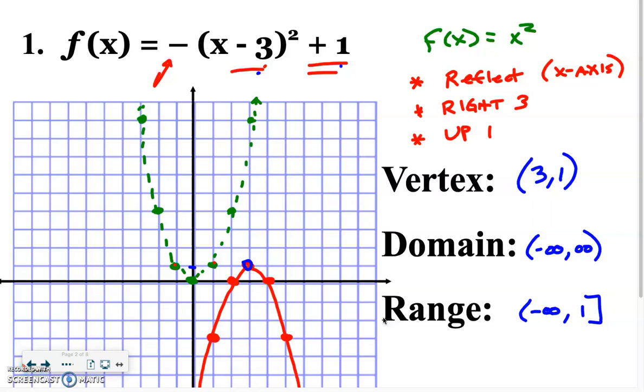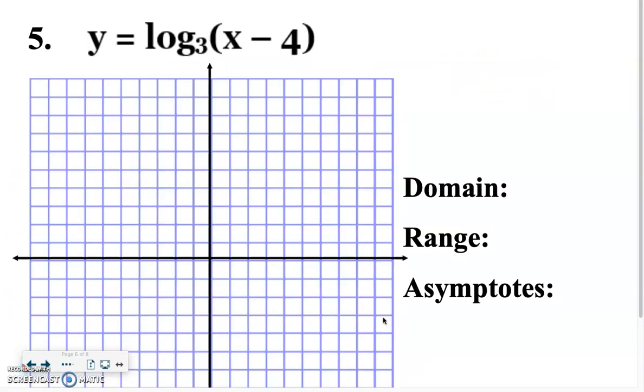If you had a negative in front of the x. Right. Oh. Correct. I know. Correct. Thank you. All right, so logarithms.